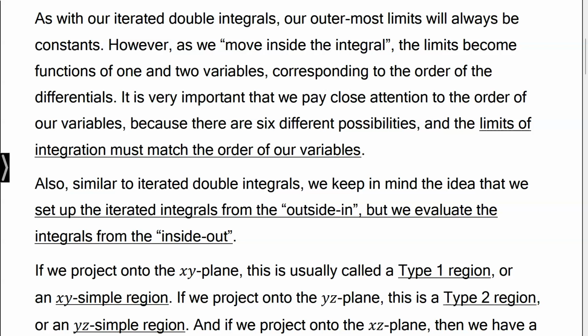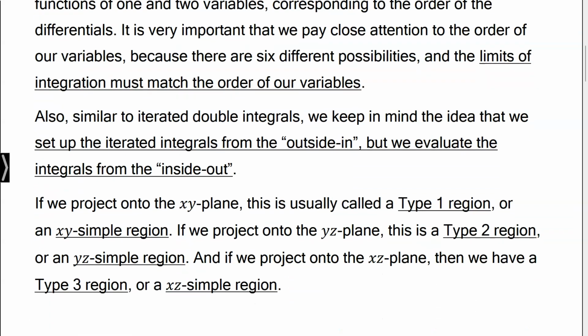So these are called type 1, type 2, type 3 regions. Sometimes if you project onto the xy plane, that's called an xy simple region, or just an xy region by other textbooks. Or if it's yz, then yz simple, xz, xz simple. Our book just used type 1, type 2, and type 3. But it's really not important, the name. I'm not going to test you.